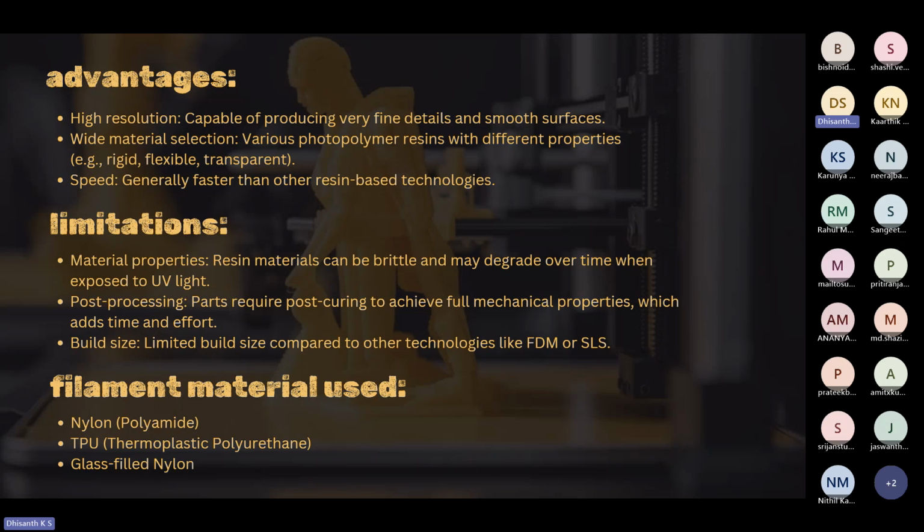So it can be like rigid resin, or a transparent resin, or a flexible resin. You can choose the resin based on what type of product you want. And next, the speed. The speed of the SLA 3D printer is slightly faster than other resin based 3D printers. So the SLA has more advantages.